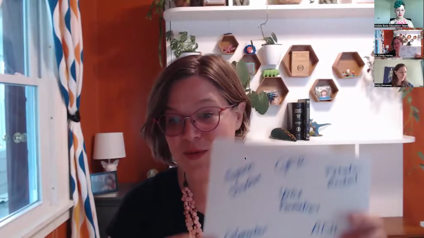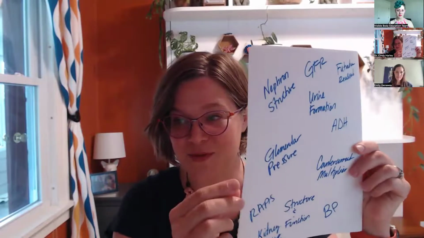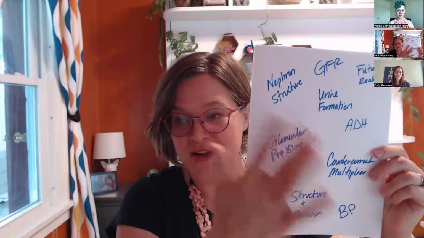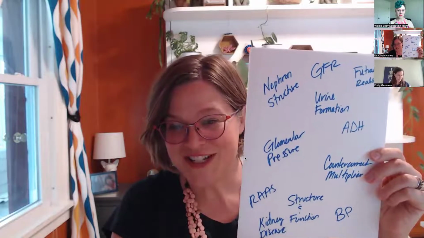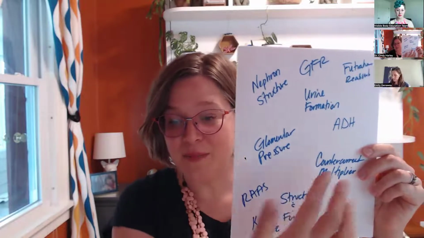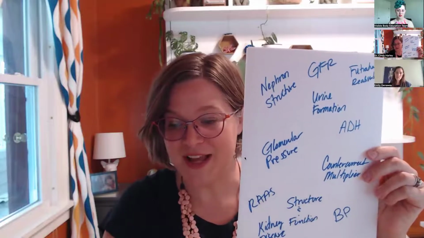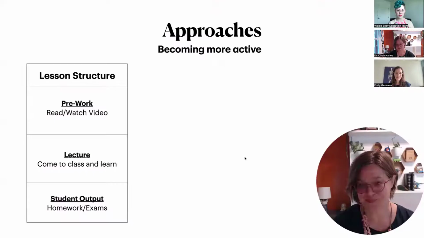All right. So we're doing pretty well with our active learning activities. When I look at our list, we've gotten through glomerular filtration, the pressure, the countercurrent multiplier. So we're doing pretty well on the list. As we go through here, now we're going to look at how we are assessing students and can we make that assessment more active. All right, so now we're looking at the output.